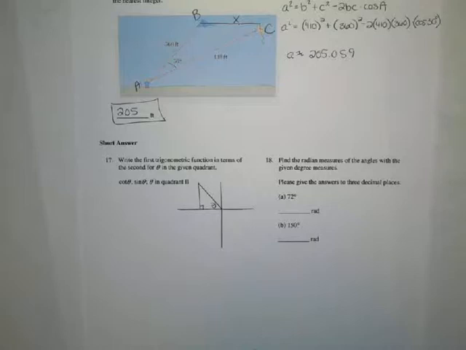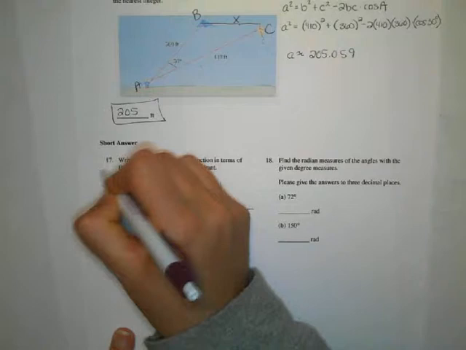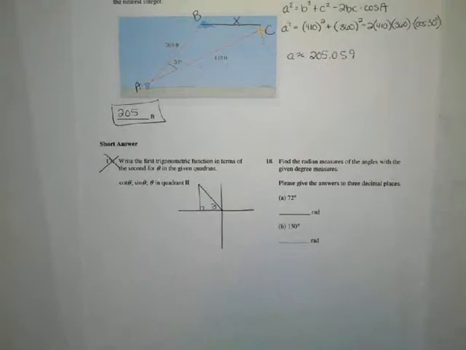Oh, you know what? I meant to take this one off. I apologize. Cross it off. You don't have to do that one. I lied. Number 18. Excuse me.